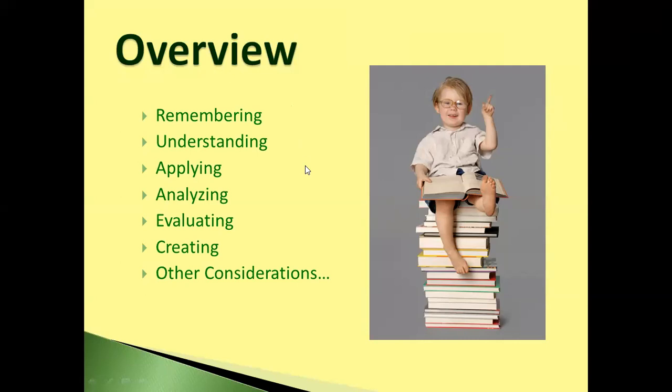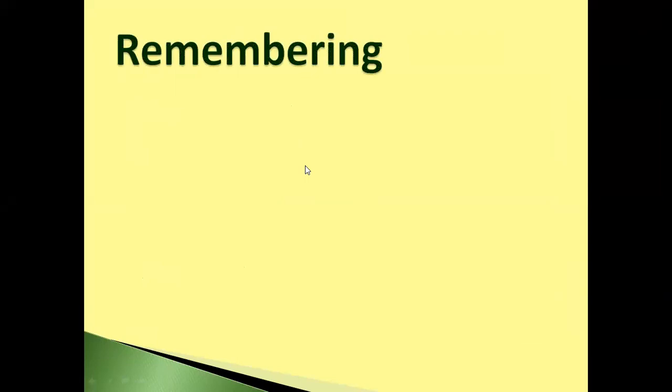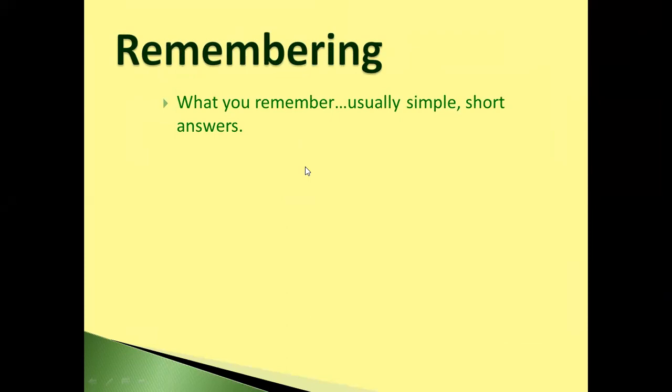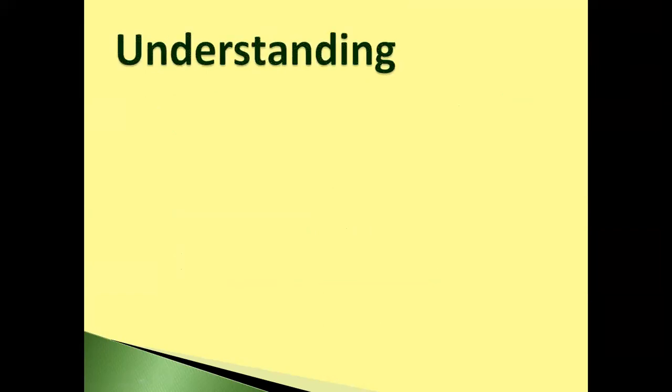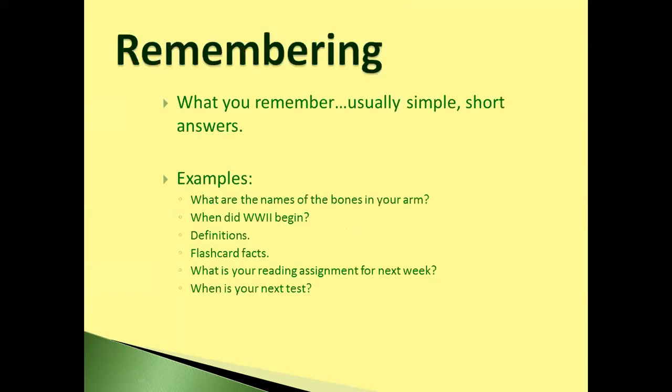Let's go further. So we come to the first level, remembering. Explanation of remembering: what you remember, usually simple short answers. Examples. What are the names of the bones in your arm? When did World War II begin? So mere facts. Remembering means the mere facts. Definitions of things. Flashcard facts. What is your reading assignment for next week? When is your next test? So remembering dates, events, the historical things.